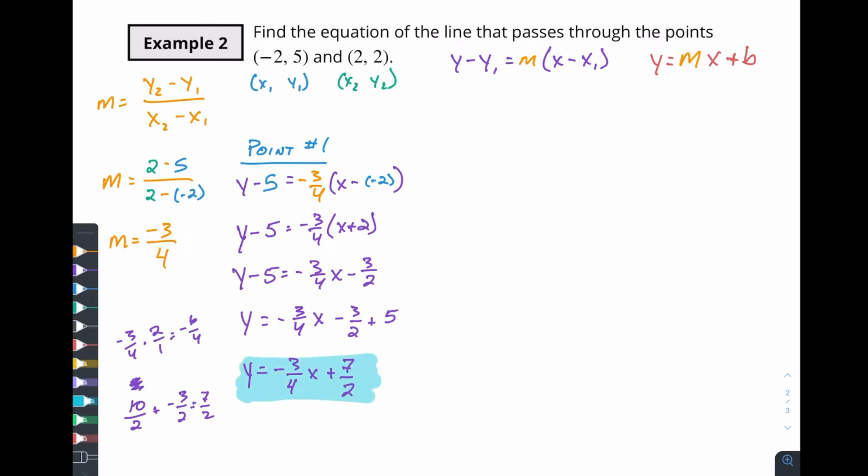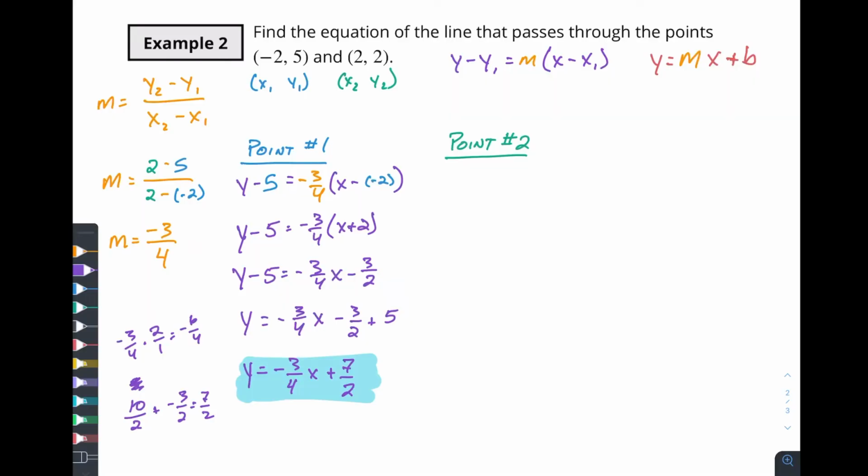Now let's see what's going to happen if we use point number 2. Well, we actually know what's going to happen. We're going to see the same exact result, but let's see if choosing a different point makes it any easier. So we're going to have y minus 2 equals negative 3/4 times x minus 2 as well. All right, so we've got our point number 2 here.